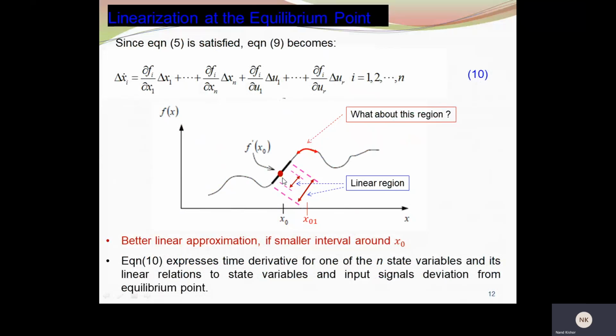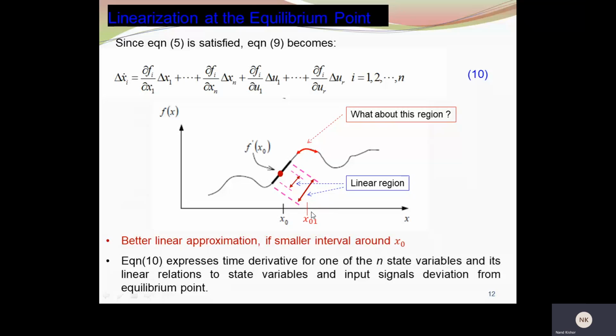Similarly, if there is some amount of perturbation for which the point shifts to this one or to this one, even for these situations the behavior can be linearized around the point here. That is possible. Thus, it will be a linear region up to this range. But in case, due to perturbations, the state variable moves somewhere here.